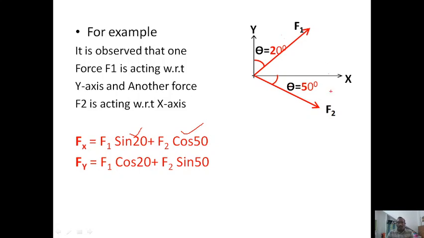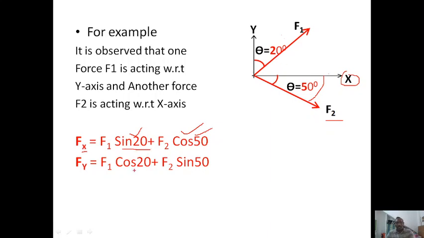Every time you need to check whether it is sine or cos, because here 50 degrees is maintained with respect to the x-axis, hence it is a cos for the f2 fx condition, right? For the f1, for the fx condition, it is making an angle with respect to y. I want it with respect to x, hence I require sine 20 for the fx.